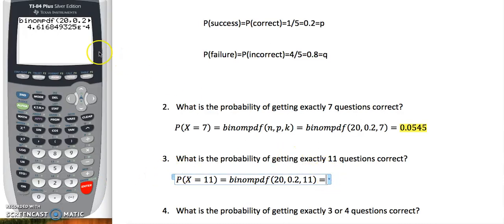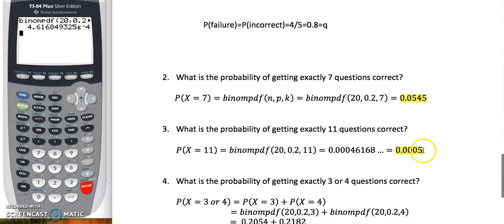And so what this gives you is 4.6168, and so on, a bunch of numbers, E negative 4. This E means scientific notation, and this negative 4 basically means you have to shift your decimal 4 places to the left. So when you do that, you're going to end up with 3 zeros in front of that 4. I'm just going to put a dot, dot, dot, because you're going to have to round this number. So that's 0.0005. When you round that 4, it becomes a 5. And so that's your probability.